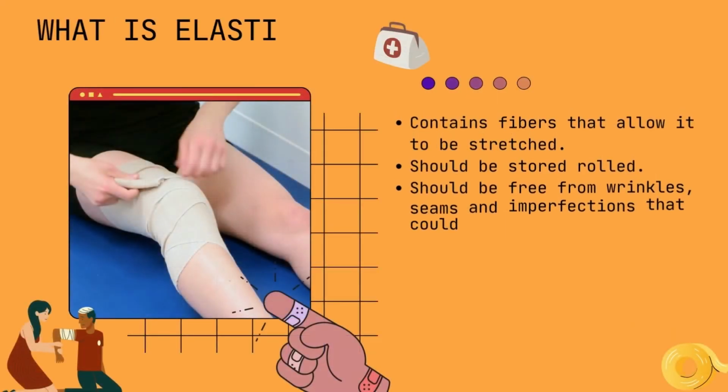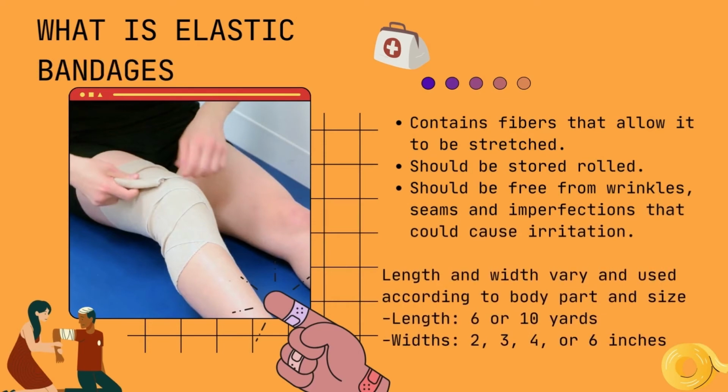What are elastic bandages? Elastic bandages contain fibers that allow them to be stretched. They should be stored rolled and should be free from wrinkles, seams and imperfections that could cause irritation. Length and width vary and are used according to body part and size. The length is 6 or 18 yards and the width 2 to 3, 4 or 6 inches.